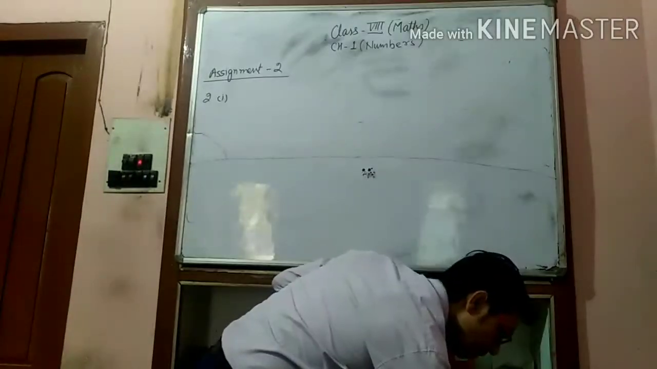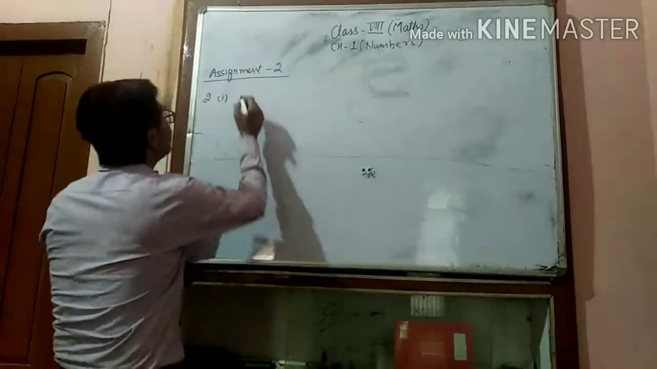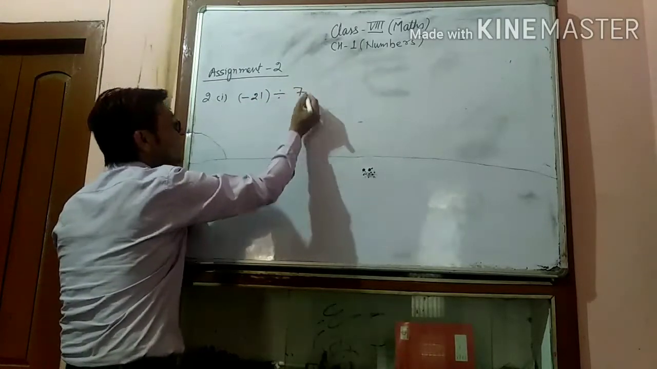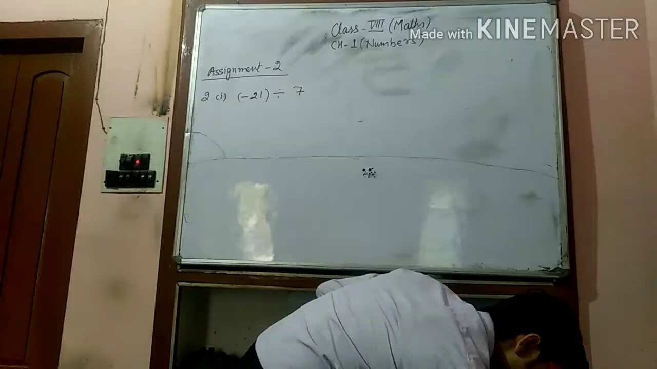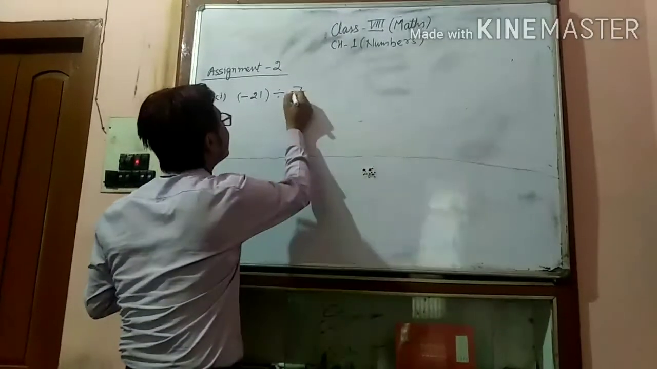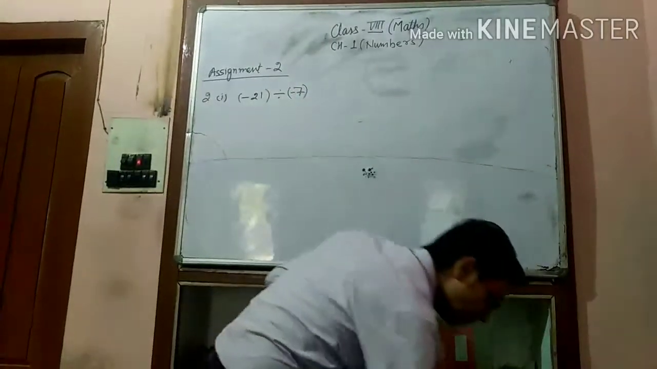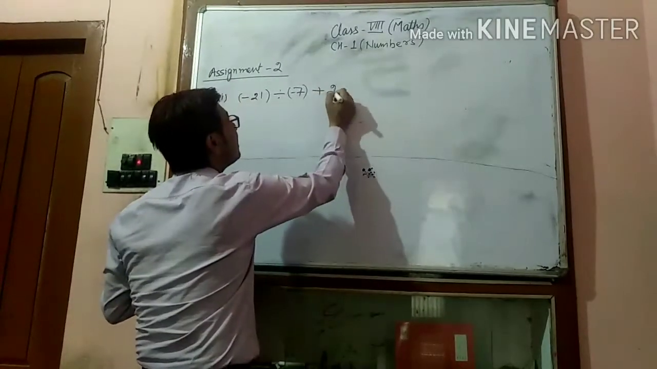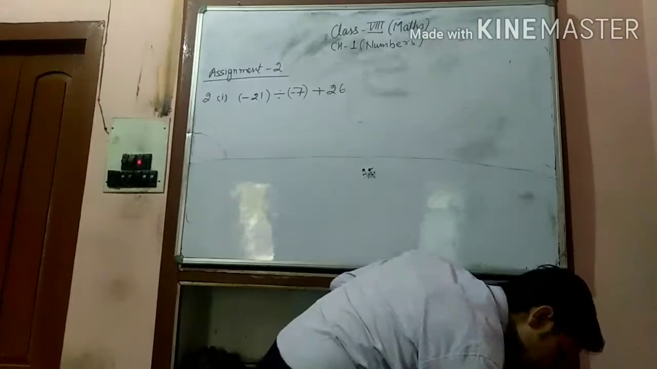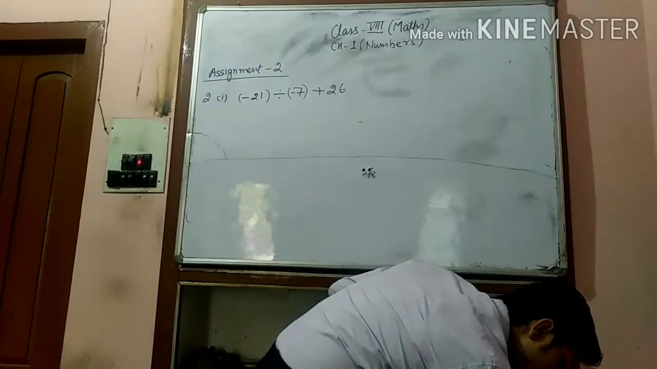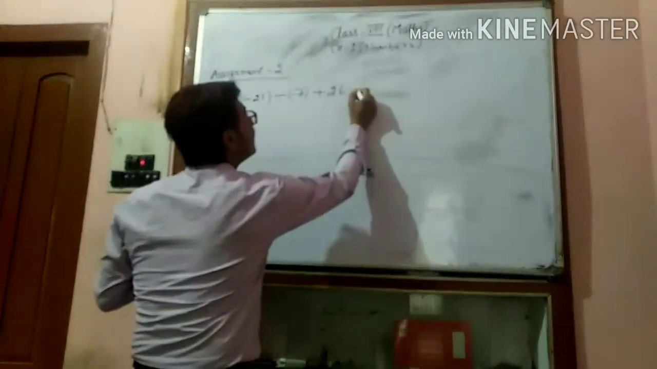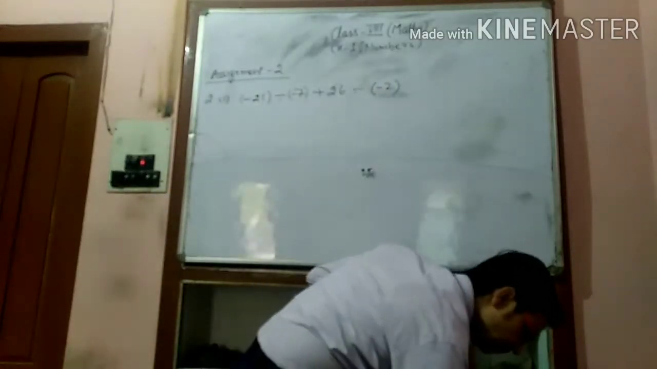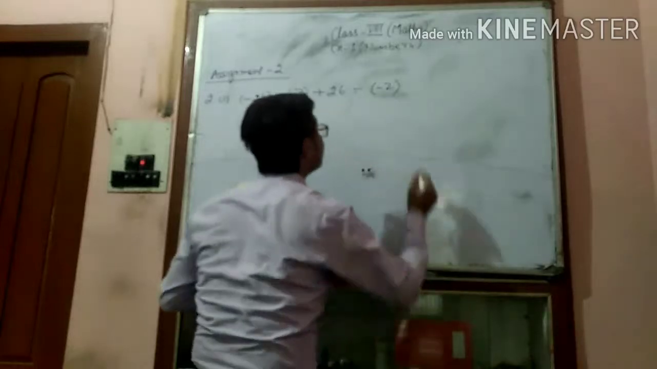Second first is minus 21 divided by 7. Sorry, minus 7, plus 26 divided by minus 2, into 5.